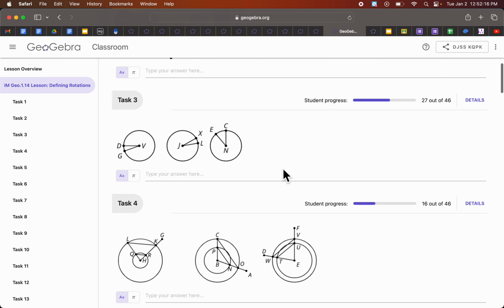Okay, how about this one? Well, looking at these, I would say that these two look like they are about the same, right? So that would be DVG, and if I spun that around, that would be LJX, right? Or you could do XJL and GVD.